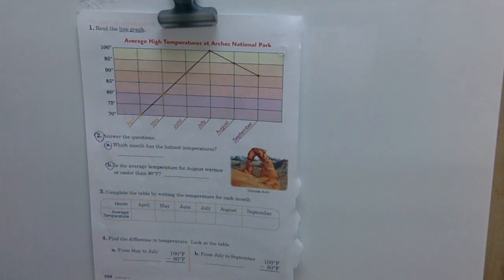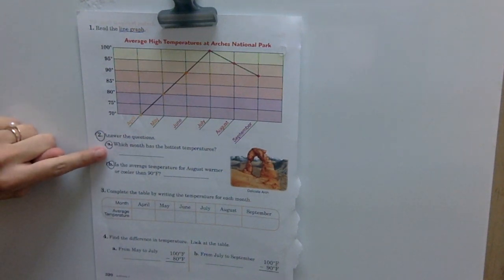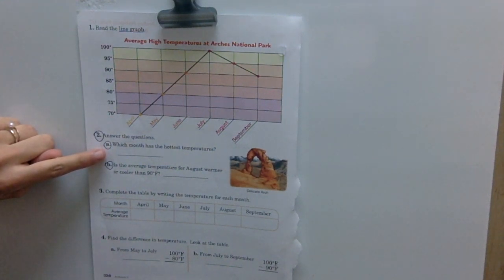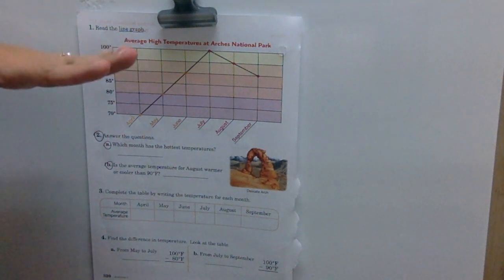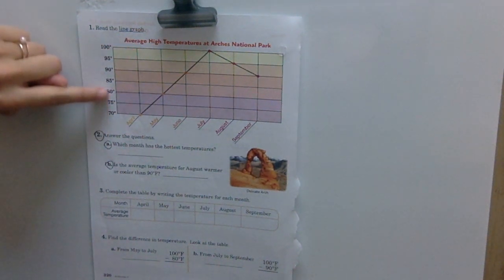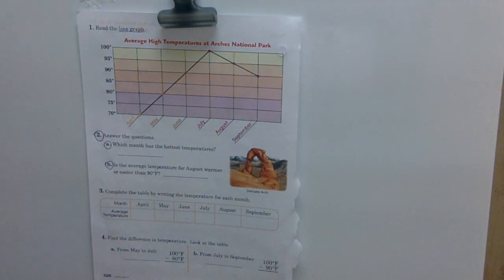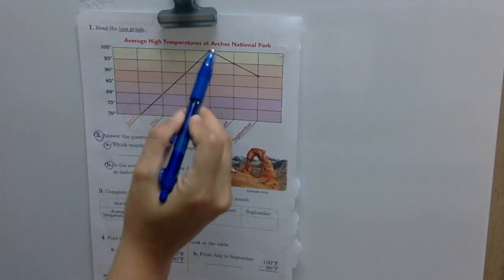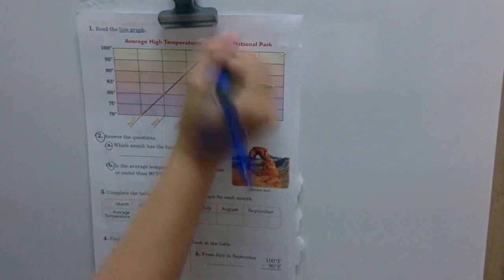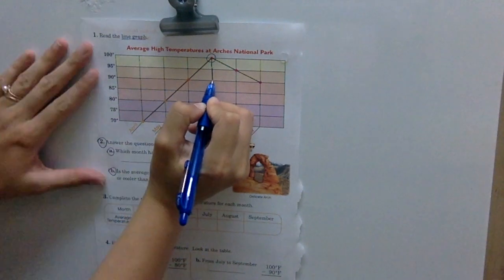It's very hot here. So we're going to answer some questions about our graph. Which month has the hottest temperature? If you were to find the month that has the hottest temperature, you're looking for the dot that is the highest up on the graph because our temperatures are going up. It goes from 70 all the way to 100. So which month has the hottest temperature? Well, let's find the highest dot. Okay, it's right here. Circle that, highest dot. And then follow the line down and see which month it connects us to.